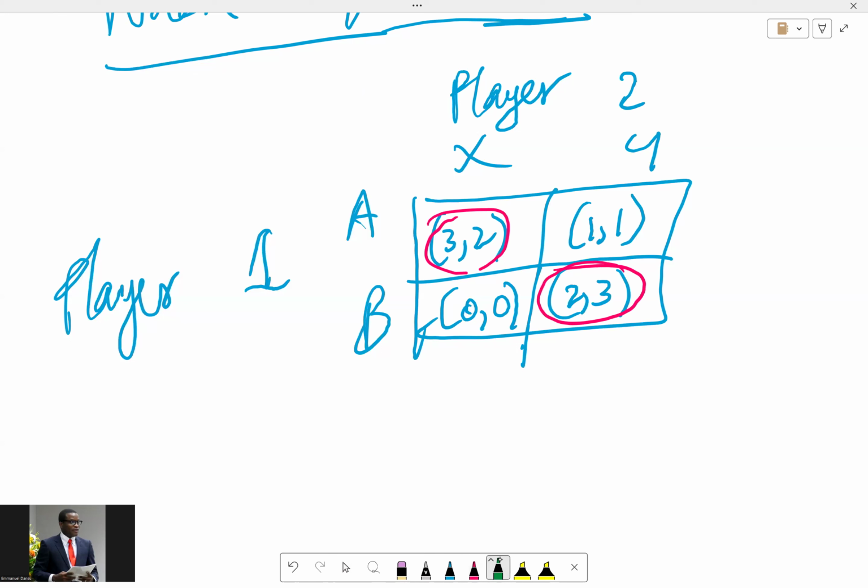On the other hand, that is for player 1, right? For player 2, if player 1 chooses strategy A, player 2 can choose between 2 and 1. Since 2 is bigger than 1, player 2 will settle for 2, which is strategy X. Now, if player 1 chooses strategy B, player 2 can choose between 0 and 3. And 3 being greater than 0, player 2, being a rational player, would go for 3, which is strategy Y.